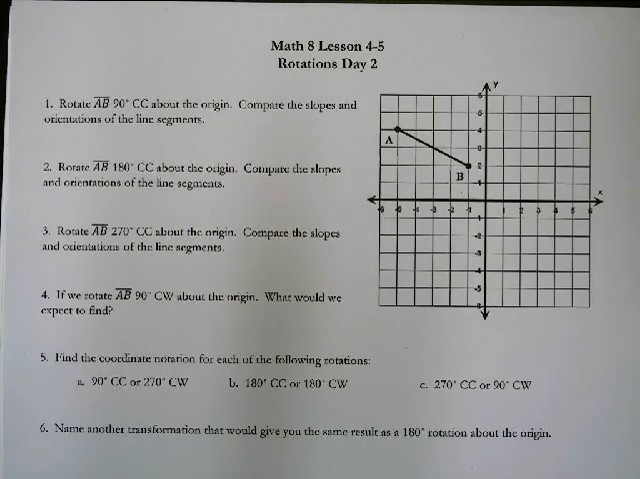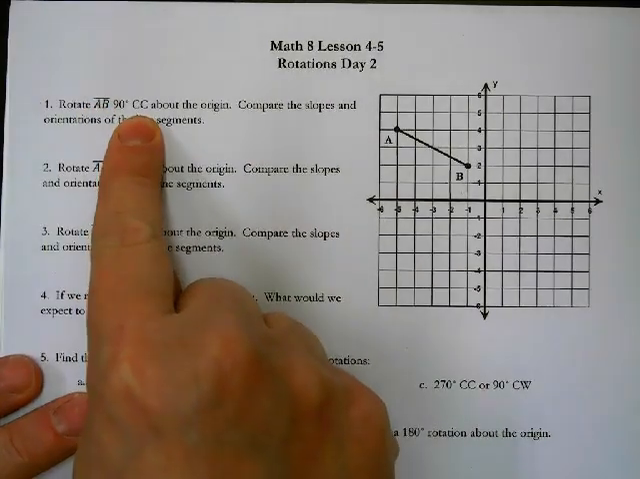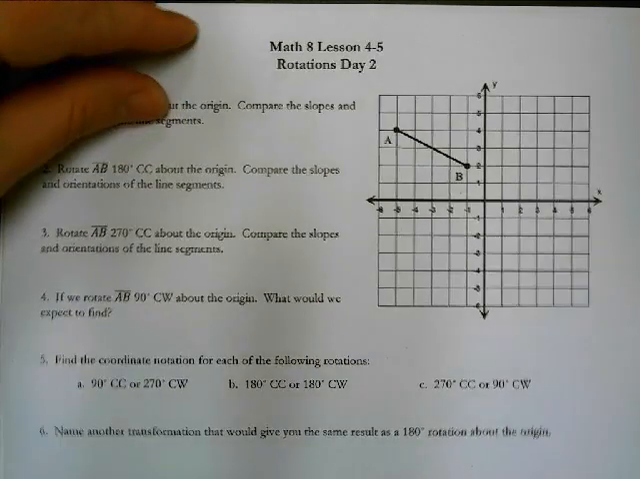All right, Math 8, here we go. We got lesson 4-5, rotations, day 2. All right, so we're going to take AB and go 90 degrees counterclockwise. So A is going to go spinning this direction 90 degrees.